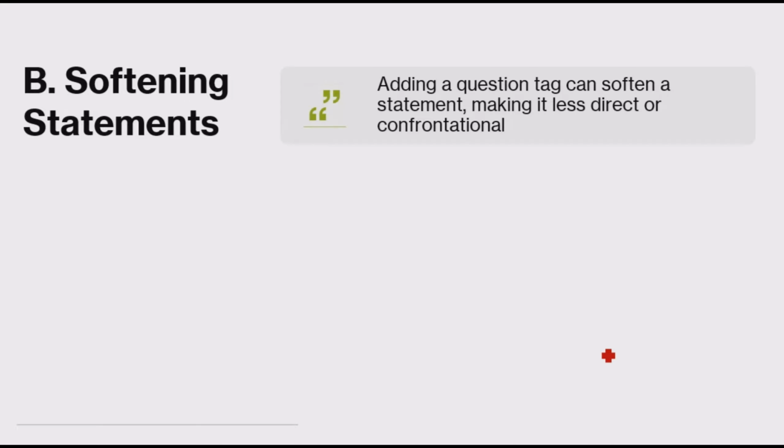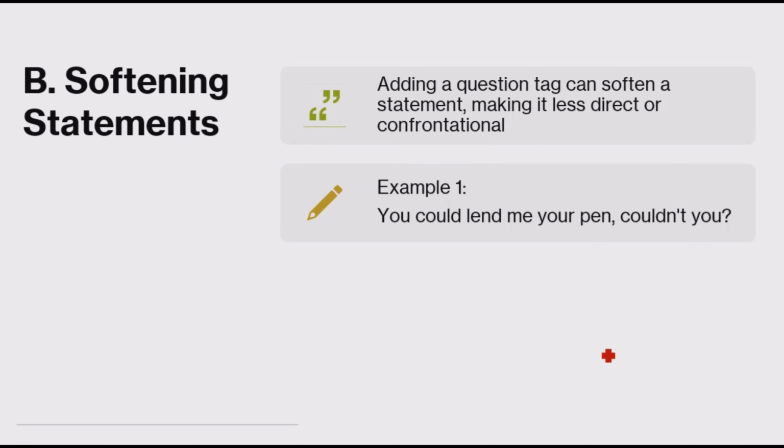Then the second use is to soften statements. So oftentimes we use question tags to soften the statement or make it less confrontational. That's when you use the question tags. So for example, you could lend me your pen. So you is the subject. Now we need to negate could, which is some kind of conditional word. So we negate that, so it becomes couldn't you. That's how you deal with this one. Then in this case, you soften the statement that you could lend me your pen.